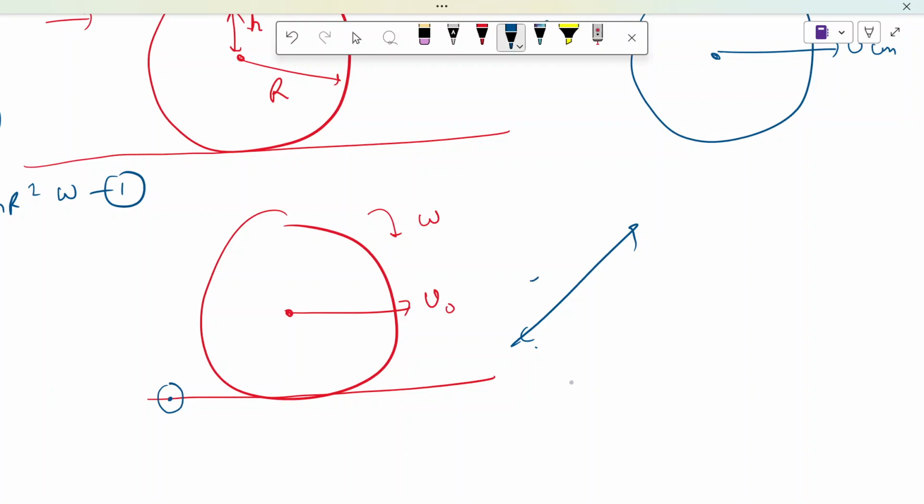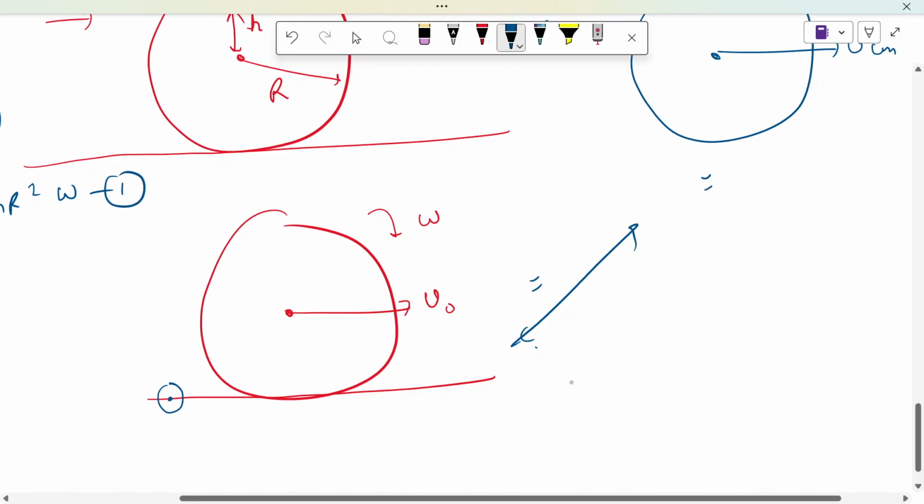So what we can do is from this step to this step, meaning the point where it has center of mass velocity v naught and omega angular velocity, and from that instant to that instant we can conserve angular momentum as well, because the torque of the friction force is passing from the ground itself.